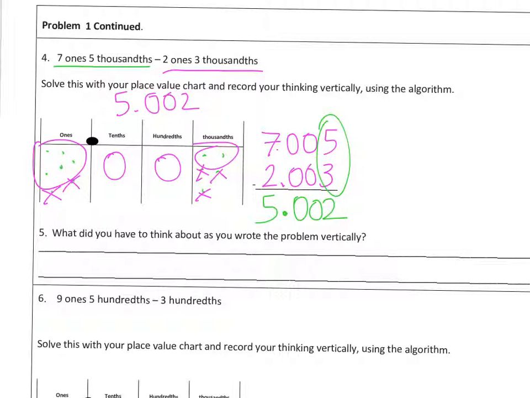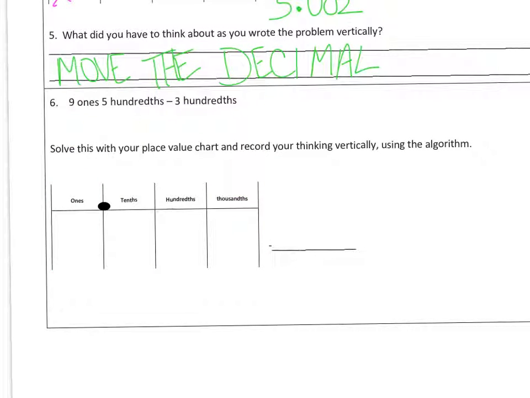So what did we have to think about as we wrote the problem vertically? We had to move the decimal. Move that decimal, guys. Without it, our answer would have been 5,002, and we know that's wrong. So let's take a look at this one.